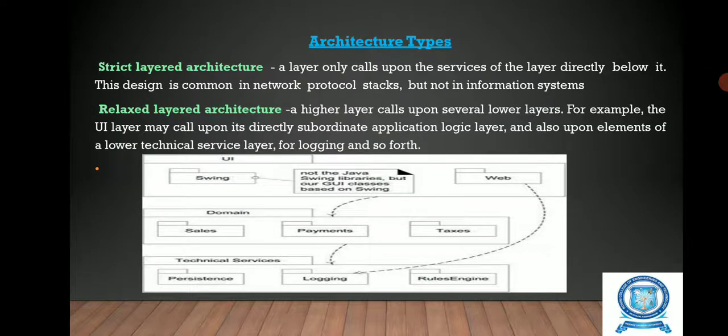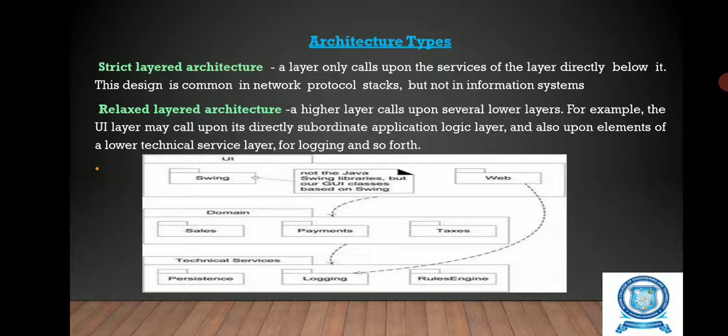Architecture types. Strict layered architecture and relaxed layered architecture are the types of architecture we have here. In strict layered architecture, a layer only calls upon the services of the layer directly below it. This design is common in network protocol stacks but not in information systems. In relaxed layered architecture, a higher layer calls upon several lower layers. For example, the UI layer may call upon its directly subordinate application logic layer and also upon the elements of a lower technical services layer for logging and so forth.